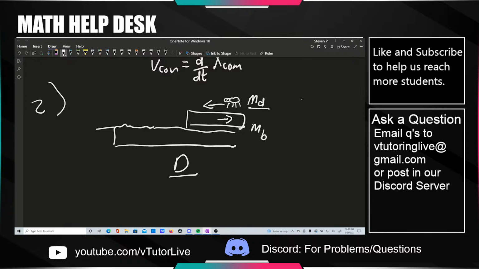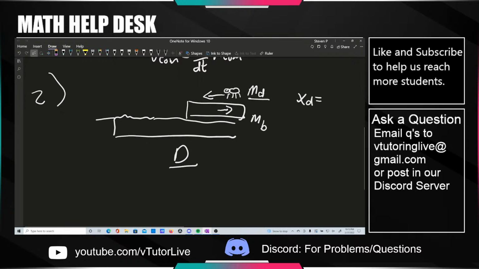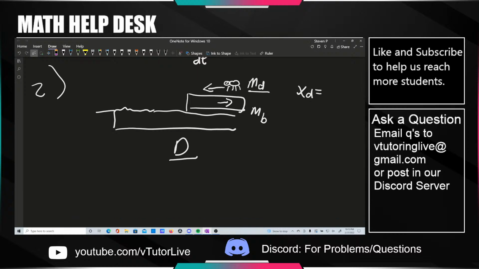So the other thing we know is that the dog walks 1.9 meters, or let's call x of d the amount the dog walks relative to the boat. And you're being asked to find how far the dog is from the shore. So x of the dog is going to be like this arrow right here, but that's relative to the boat. So if the dog moves left by 2 meters, but then the boat moves right by half a meter, then the dog overall only moves to the left 1.5 meters. Makes sense, right?